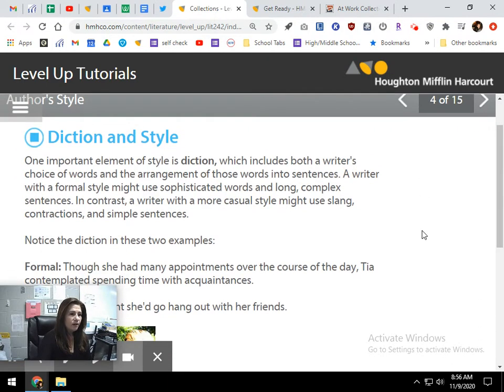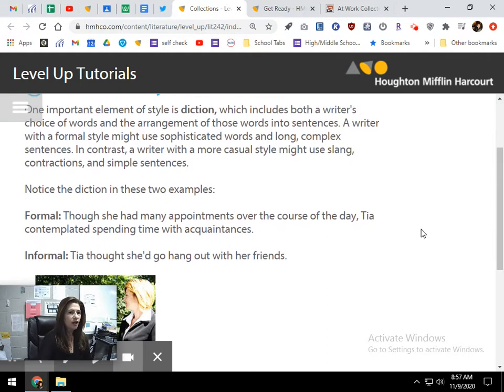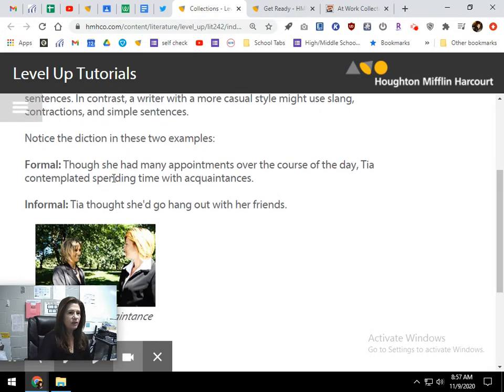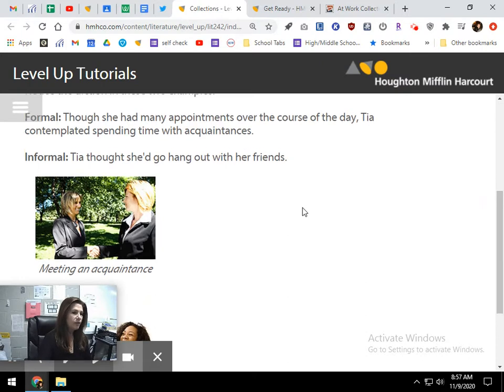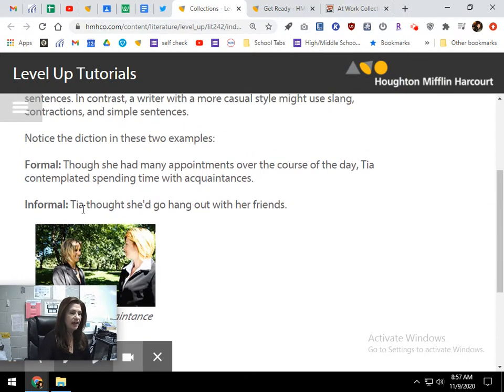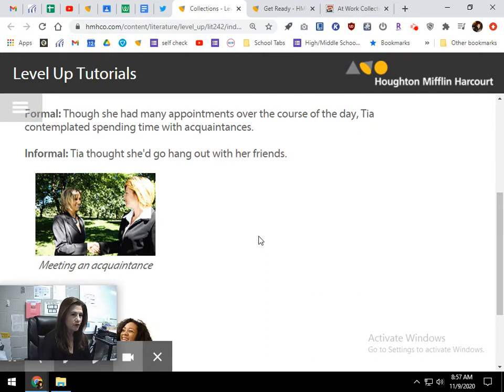So, diction and style. One important element of style is diction, which includes the writer's choice of words and the arrangements of those words in a sentence. Some might have a formal style that uses sophisticated and long sentences, or it might be more casual. Notice the diction in these two examples. This one's more formal. Though she had many appointments over the course of the day, Tia contemplated spending time with acquaintances. Now, we wouldn't say it that way if we were just telling it to a friend. We would say, Tia thought she'd go hang out with her friends.